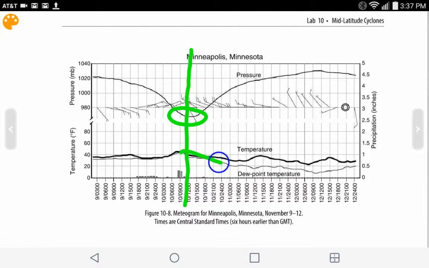You can see in this case how the temperature kind of was trending down after the front went by. Right ahead of the front, there was this precipitation. There was a wind shift, etc. There was all kinds of good stuff here.